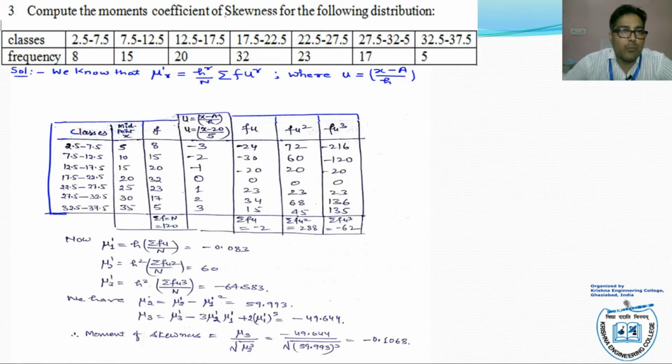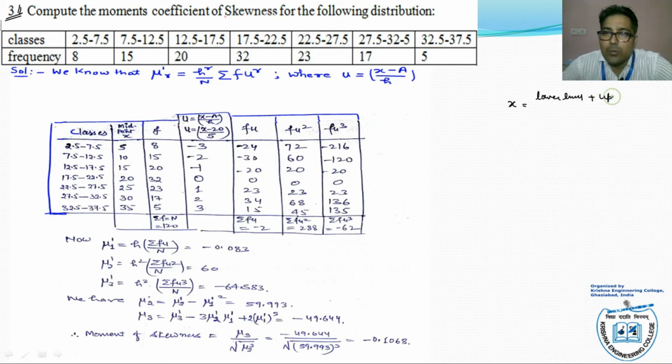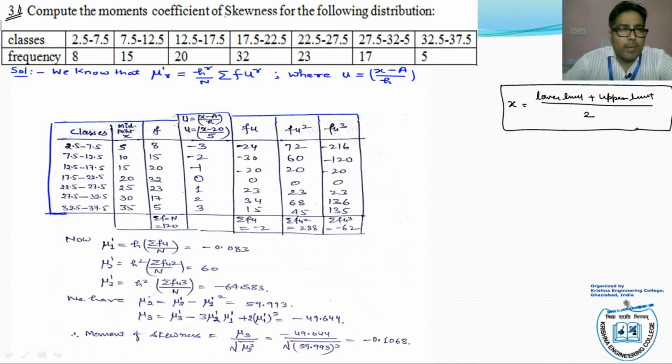This is also a most important problem. In this problem, compute the moments coefficient of skewness for the following distribution. Here in the distribution, the value of x is not given, but class intervals are given. Now we find the value of x as the lower limit of the class plus the upper limit of the class divided by 2. The value of x, find by the formula. Clear? Again the procedure is the same as in the previous problem.